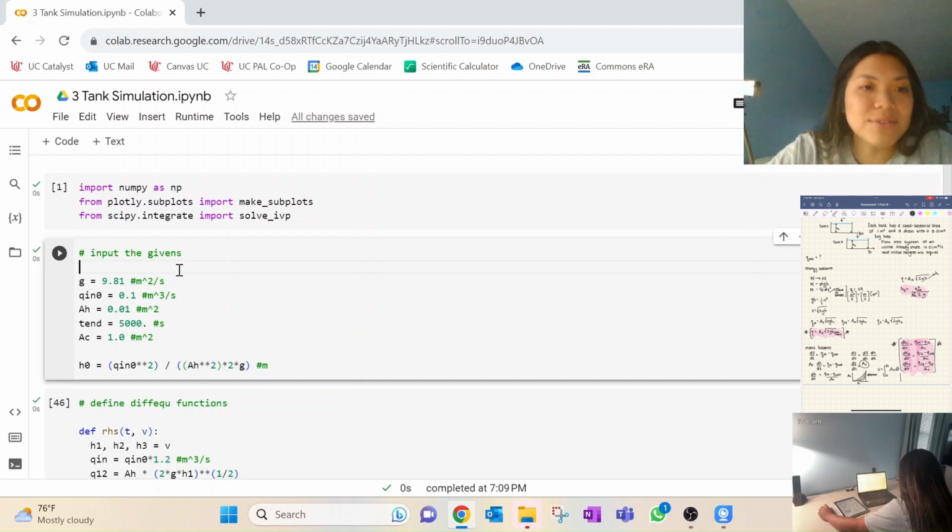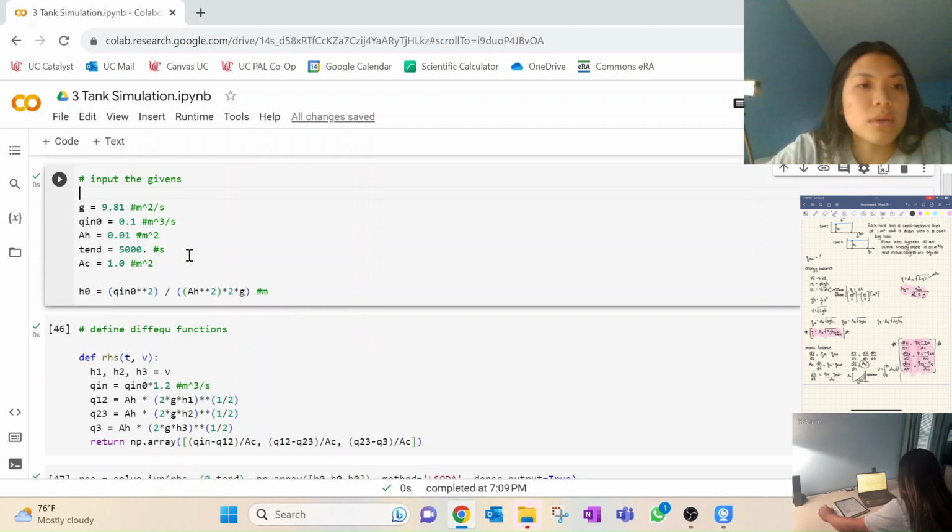And so now, after we did that, we inputted all the givens. So g is the gravitational constant. Here on Earth, it's 9.81 meters per second squared. We inputted the initial steady state flow, which is 0.1 meters cubed per second. We inputted the area of the hole of the drain, which is 0.01 meters squared. The t_end is the time that we ran the simulation for, that's 5,000 seconds, and the cross-sectional area of each tank is 1 meter squared.